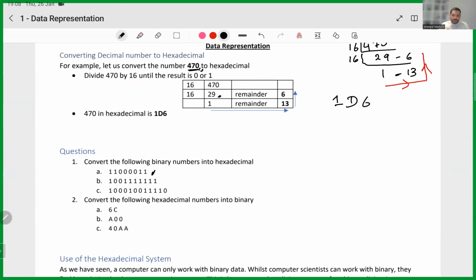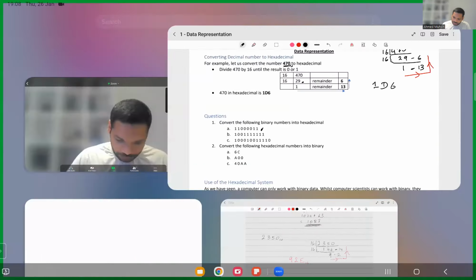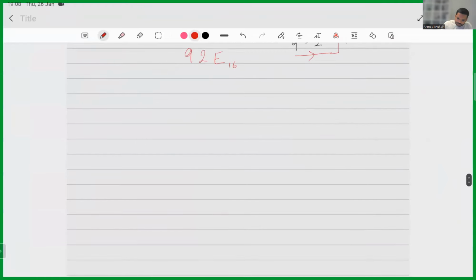So I'm just going to do only one. Okay, let's take the first one. This binary number has to be converted into hexadecimal. So we have 11 00 00 11. Let's do it. So we have over here 11, 00, 00, 11. Okay, so this binary number needs to be converted into hexadecimal.